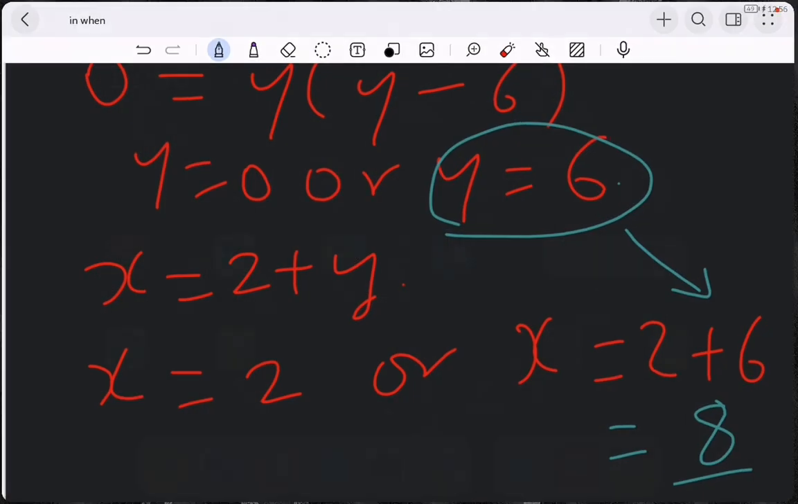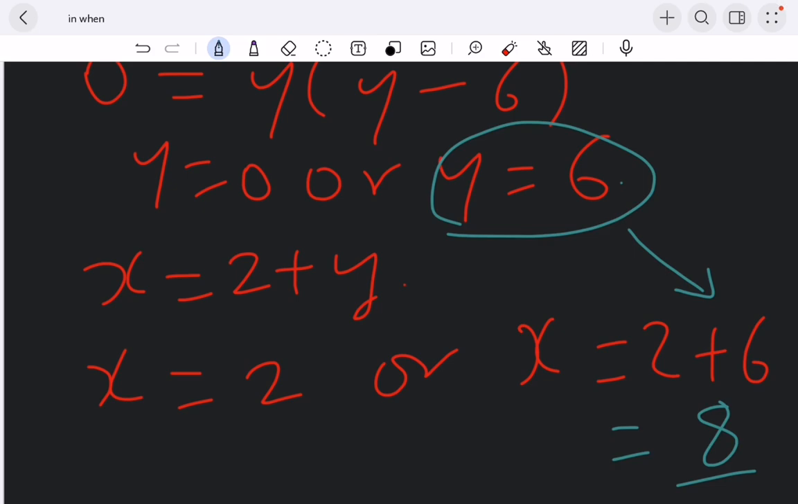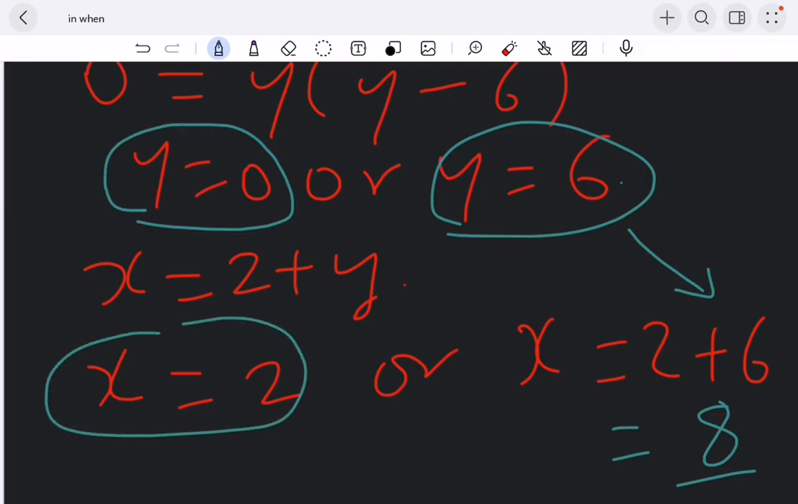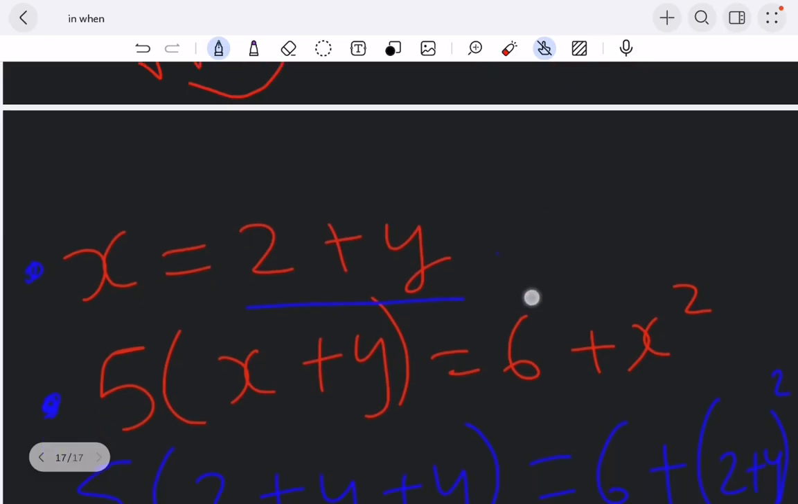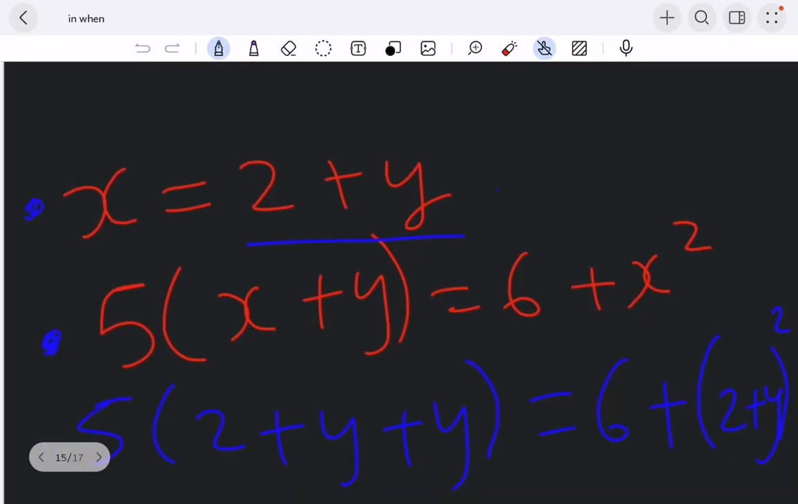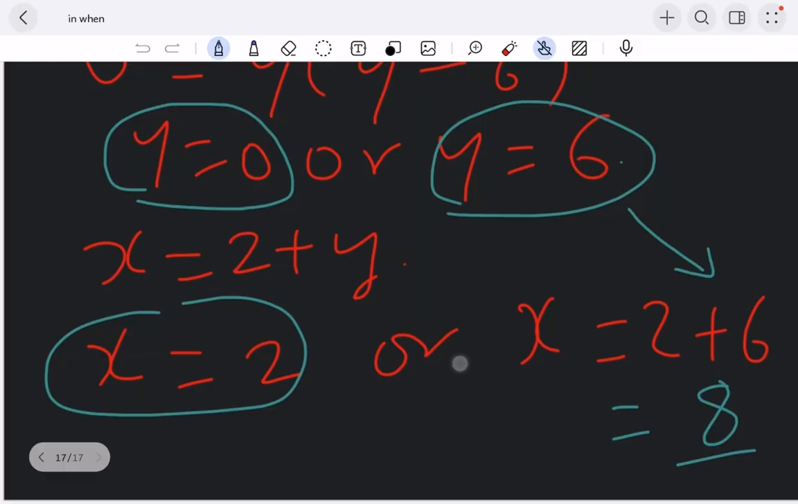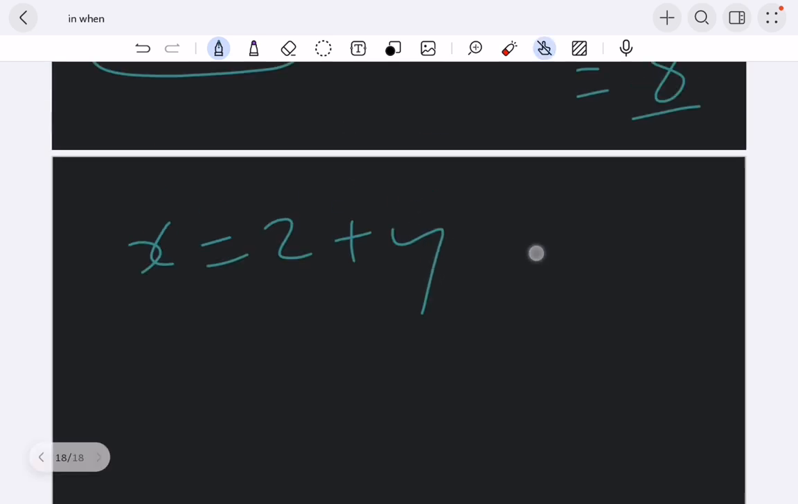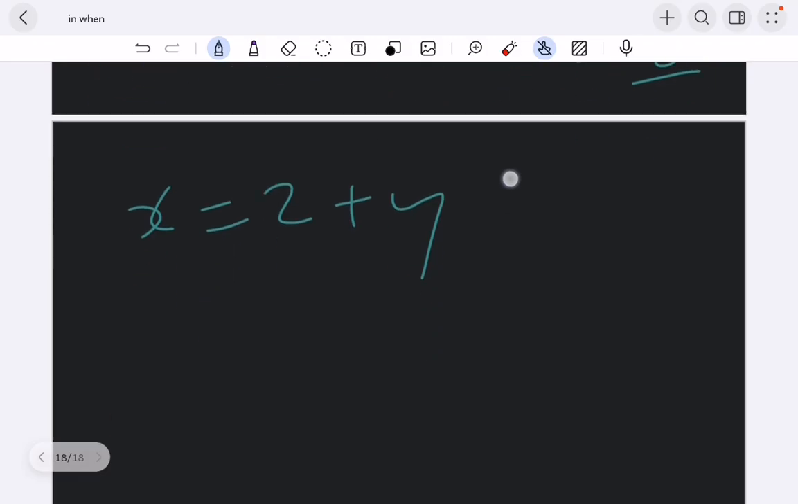Okay, now let's check if everything works out. So if we take our y value of 0, I'm just going to try this y value of 0 and x value of 2 and put it into the same equation and see if it gives me balancing answers. So let's try the x is equal to 2 plus y. Okay, so we know that x is equal to 2 plus y, but we know that our y is equal to 0 and our x is equal to 2.